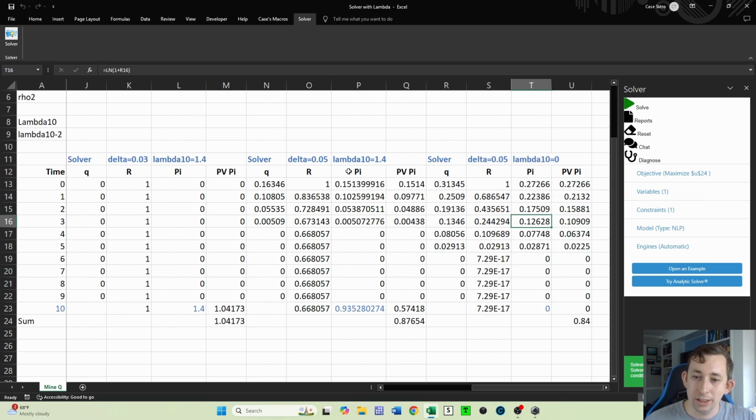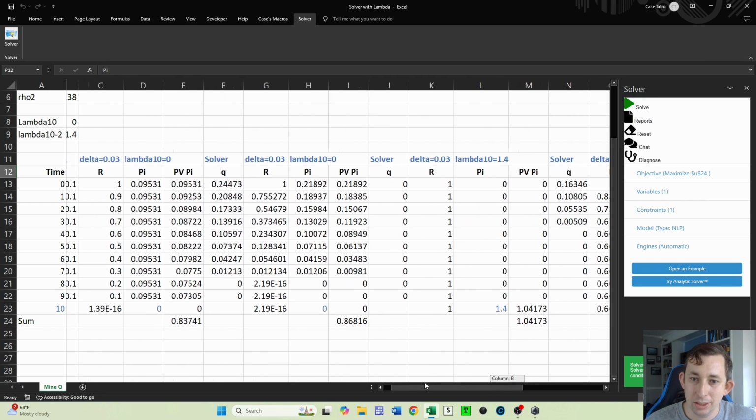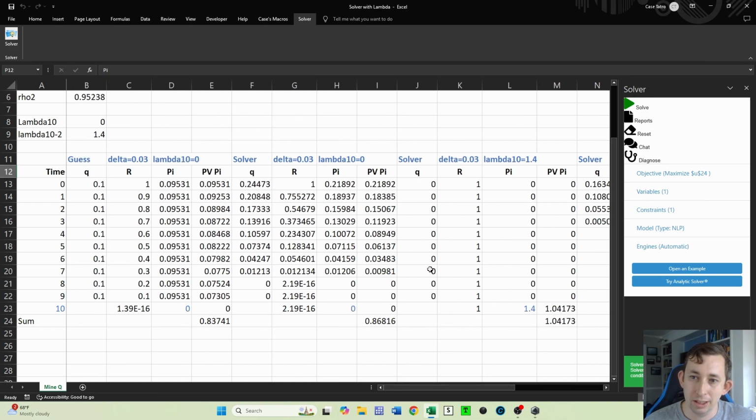So again, hopefully this just gives you an idea of how to do this Solver question. If you've got any questions, feel free to put them in the comment section below.